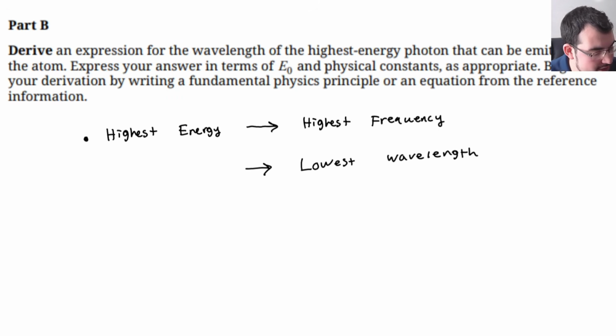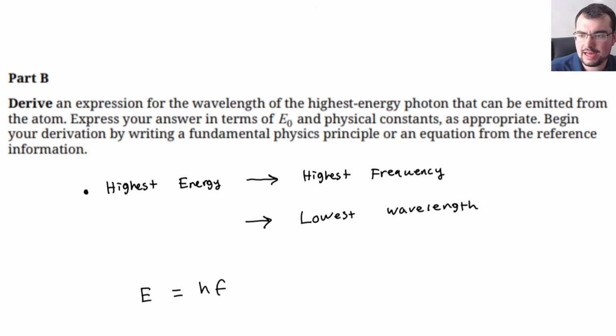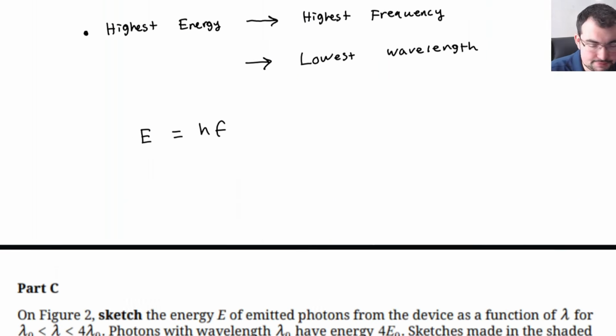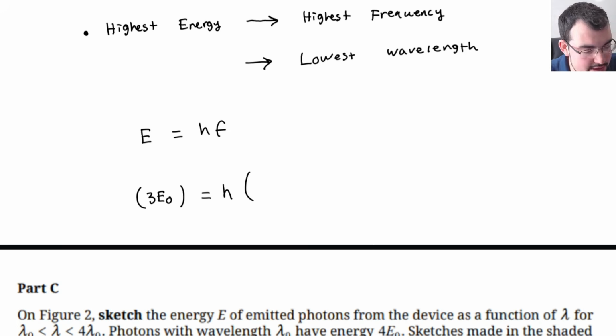We know that the energy of a photon is equal to Planck's constant times the frequency. So what is the highest energy photon we can emit? Well, if we go from our greatest difference in energy levels, that's going to create the largest energy photon, right? Because it's the biggest step apart. So 3E0 is the largest possible, and Planck's constant is Planck's constant.